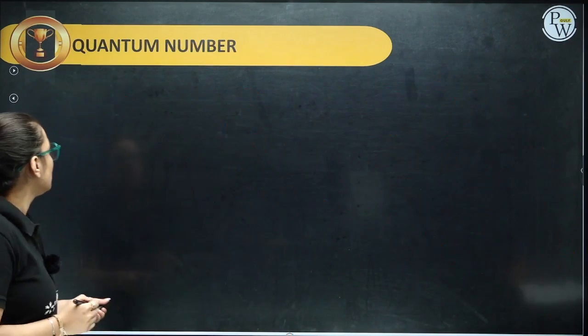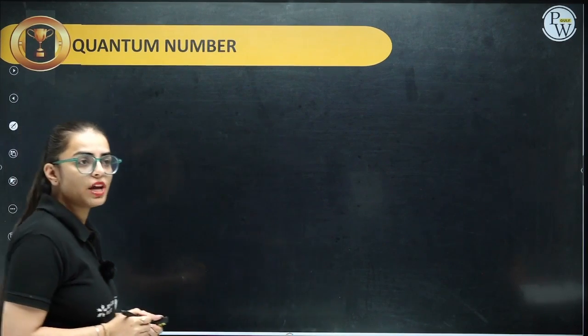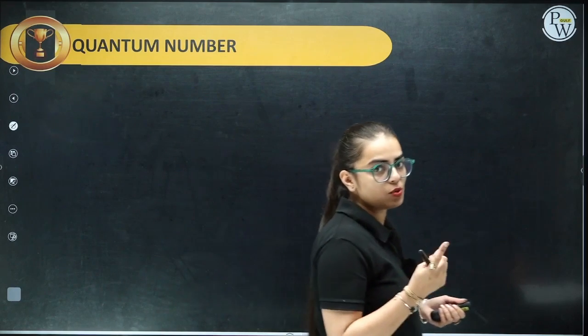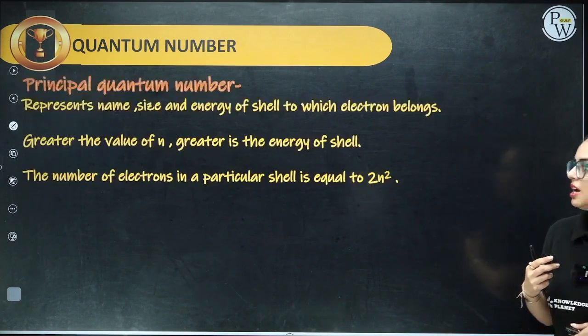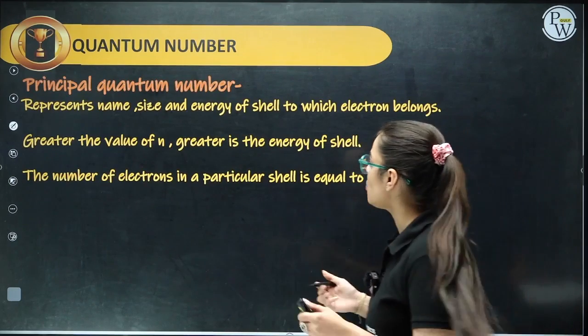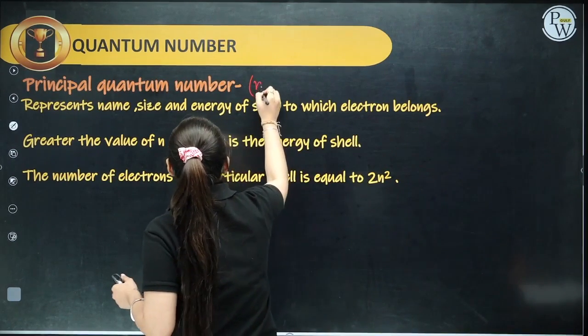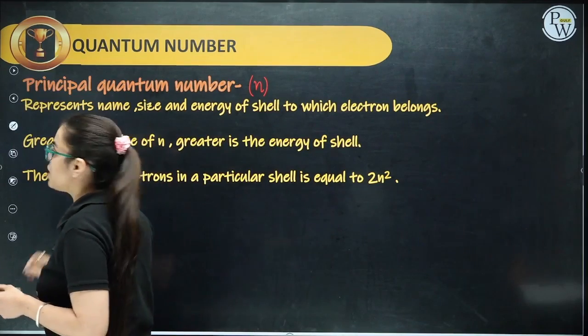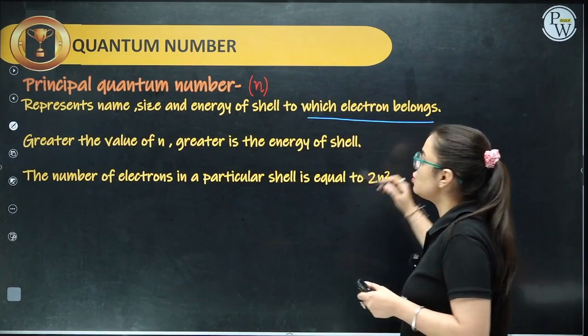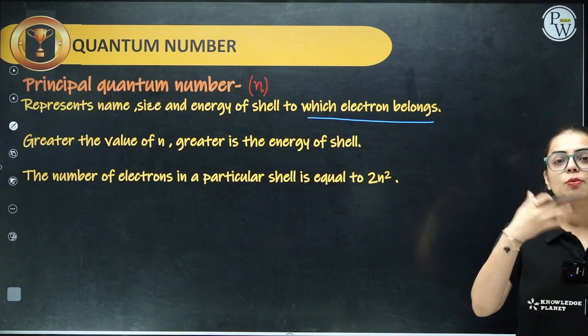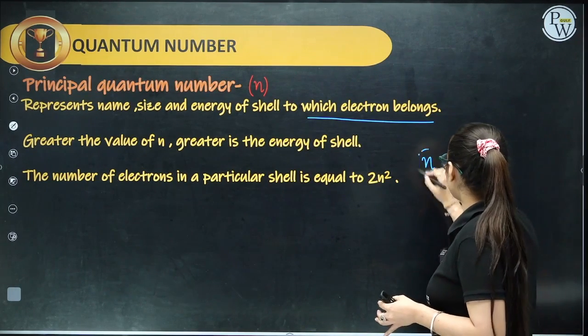Okay, students? Now coming to quantum numbers, there are 4 types of quantum numbers that we study: principal quantum number, azimuthal quantum number, magnetic quantum number and spin quantum number. Let us start with the very first one, that is principal quantum number, represented as small n, students. It represents name, size and energy of shell to which an electron belongs. It will tell you about shell. N basically tells you about shell.